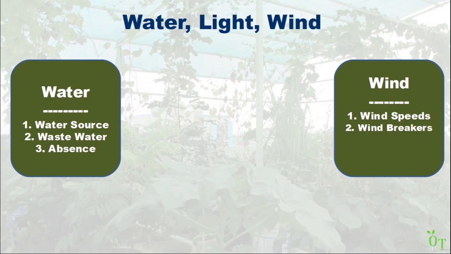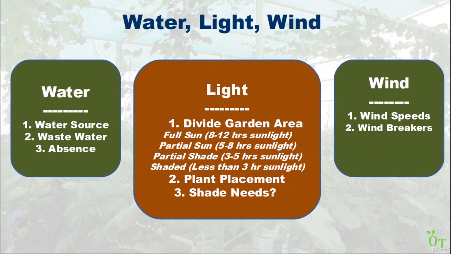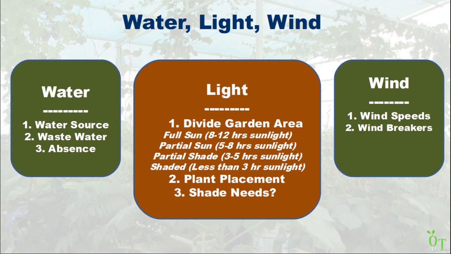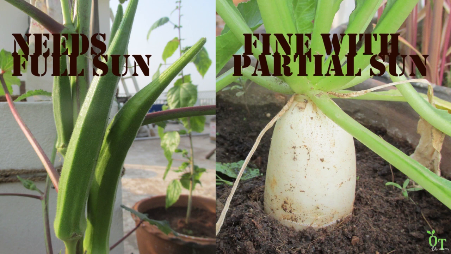Now coming to the energy source of your garden, which is sunlight. Observe the sunlight profile and divide your garden into areas: full sun, partial shade, and fully shaded areas. Remember that this profile will vary between summers and winters. Hence, take this fact into account while marking your light zones. Different plants have different sunlight requirements. While okra may need full sun, something like radish does perfectly fine in partial sun.